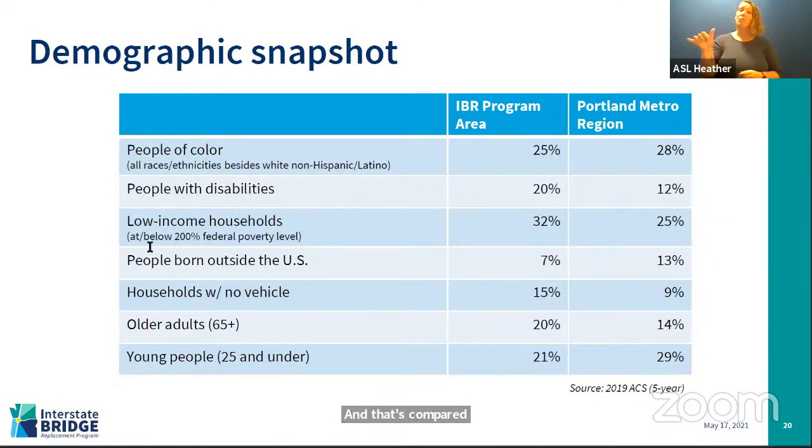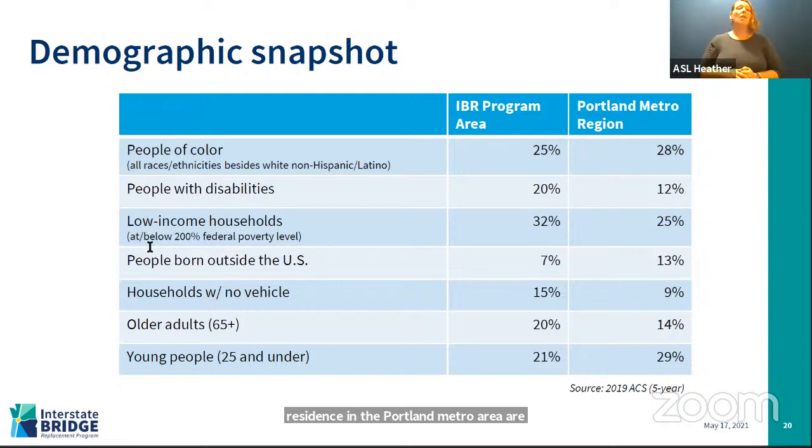Also, low-income households, about 32% or a third, 1 out of every 3 households in the program area would be considered low income. I've got the definition up there of what we're defining as low income, at or below 200% federal poverty. I can explain that if you have the question, but I won't for now. About a quarter of residents in the Portland metro region are low income. So more in the program area than we would expect, given the region average.